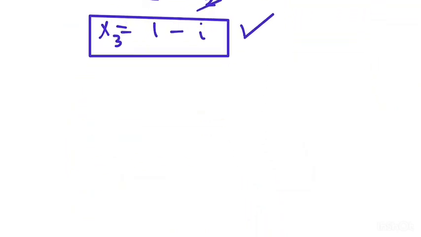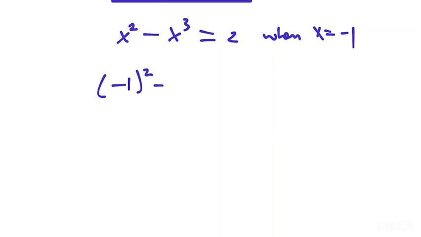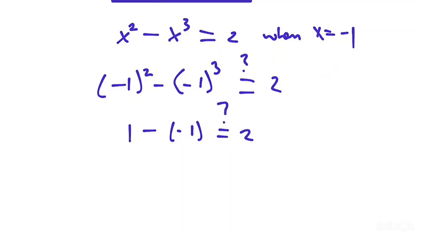So we can actually check for the real number. Okay, so we have x squared minus x to the power of 3 equals 2. When x equals minus 1, we have minus 1 all squared minus minus 1 all to the power of 3. Is this going to give us 2? So we have 1, then minus, minus 1 raised to the power of 3 will still give us minus 1, then equals 2. So 1 minus minus 1 is plus 1, so 1 plus 1 gives us 2, equals 2.